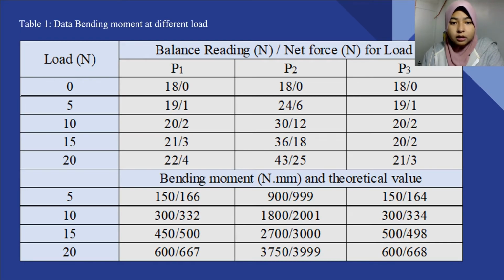As you can see in the table, this is the result for part 1 that we collected from the experiment, and also the theoretical value that has been calculated. So we use 5 different loads, which is 0 Newton, 5 Newton, 10 Newton, 15 Newton and 20 Newton. Each load will be added at 3 different points, which is P1, P2 and P3, and this is the balance reading that we get.